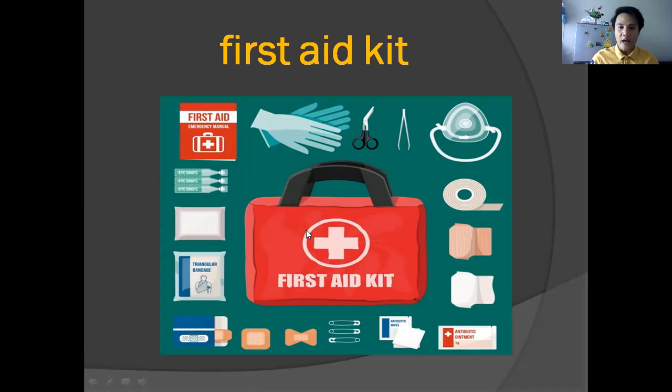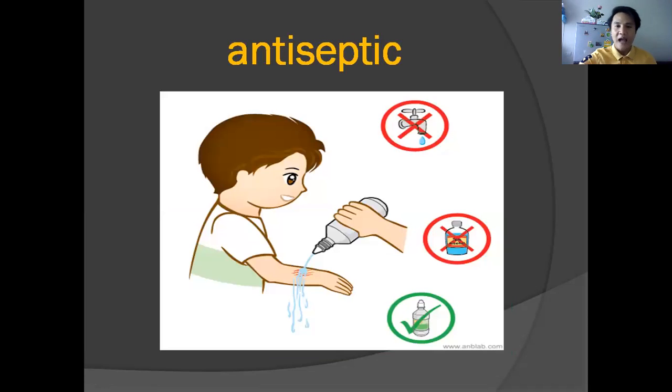Next vocabulary word is antiseptic. Now let us spell antiseptic. A-N-T-I-S-E-P-T-I-C. Antiseptic. Okay, this is an antiseptic.